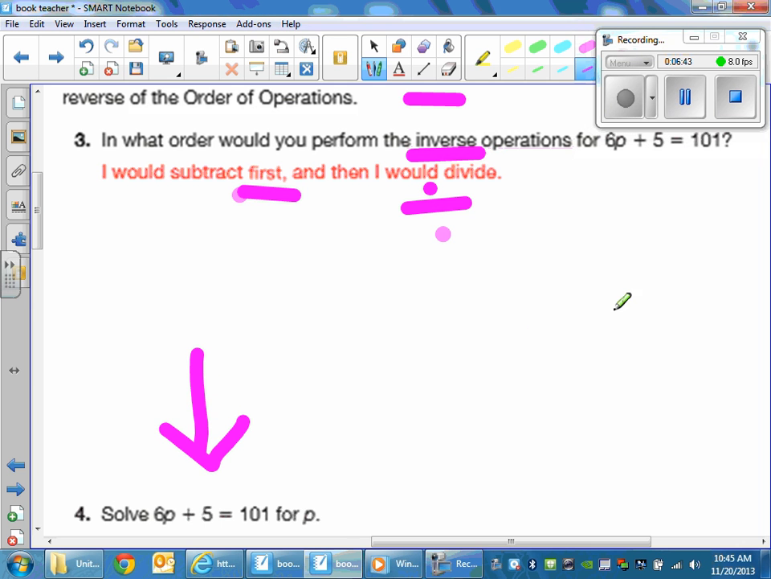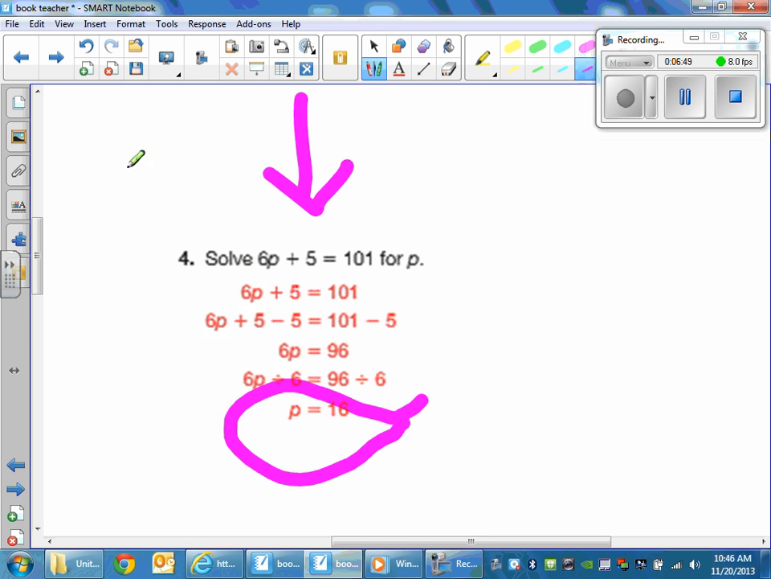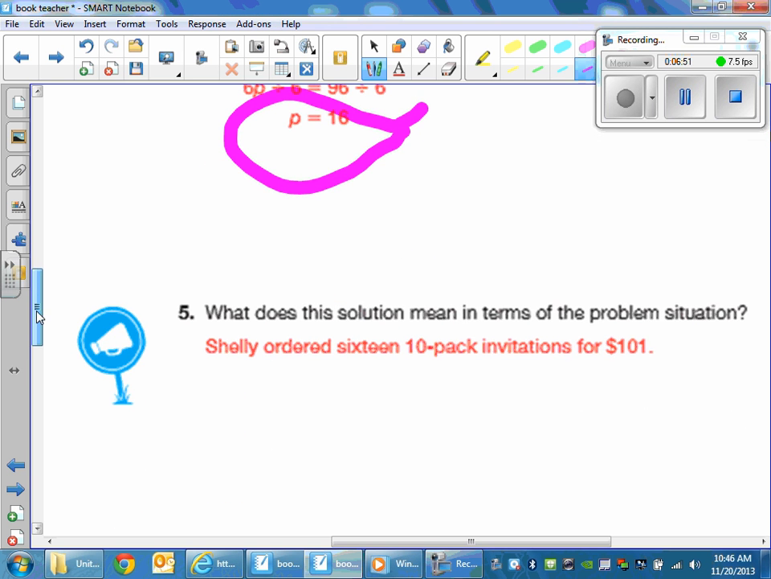Using this, solve for number 4 now and press play when you're done. All right, we should have gotten 16, and then number 5 just simply says, what does the solution mean? Well, it means she ordered 16 10-packs, and so if I asked you how many invites she got for $101, 10 times 16 is? 160. Thank you, class.